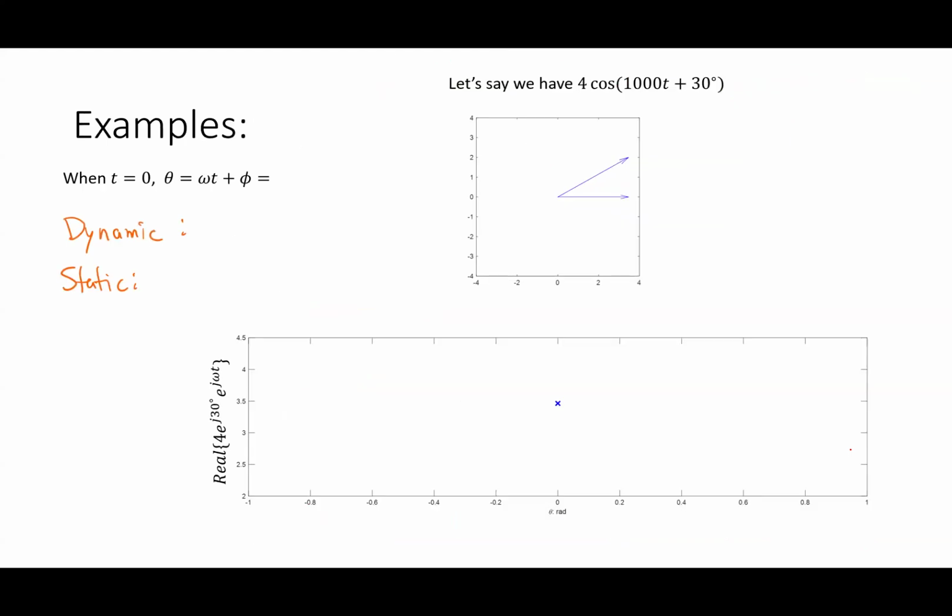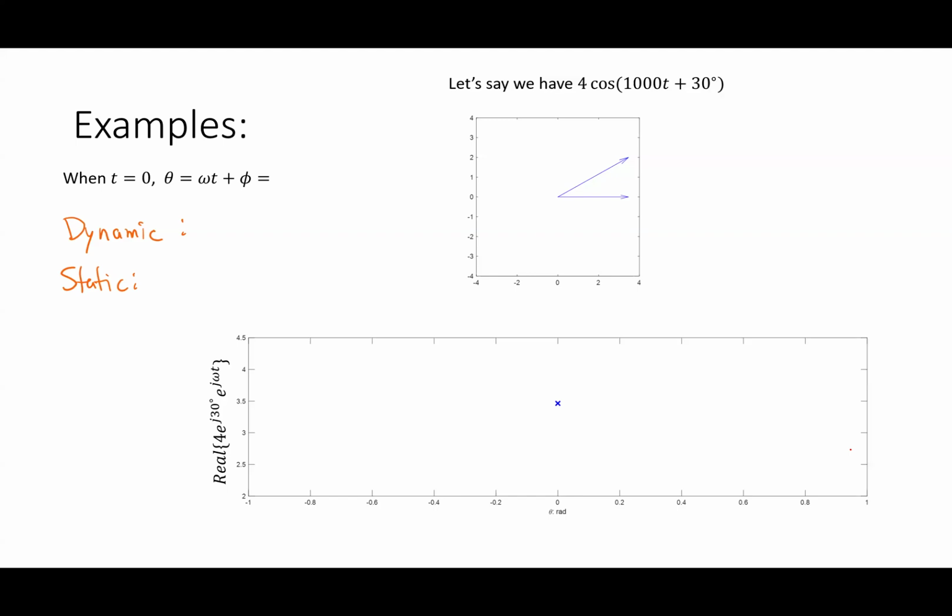All right, so what am I doing here? So I took 4 cosine 1000 t plus 30 degrees. And here I'm showing two things. What two things am I showing? Well, I'm specifically showing what's happening here at t equal to 0. So if I have 4 cosine 1000 t plus 30 degrees, at t equal to 0, what does that equal?